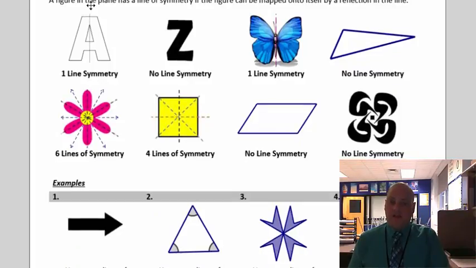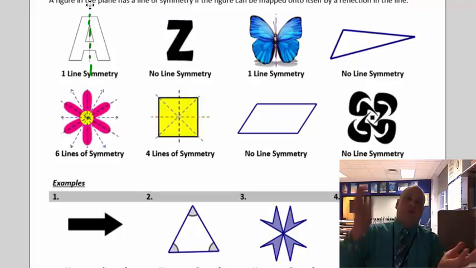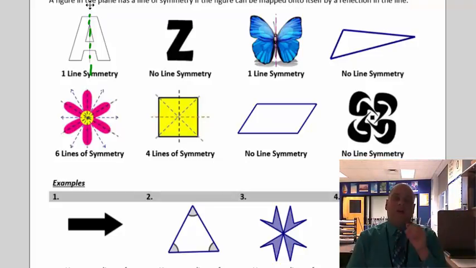Here is line symmetry right here. The letter A has line symmetry. If you go right down the middle and you fold the letter A, it will land right on itself. Z does not have a line of symmetry. No matter how you try to fold it diagonally, horizontally, vertically, you're not going to get the letter Z to land on itself. You could do that by physically folding your paper to see. It doesn't work. Okay? So no line of symmetry there.